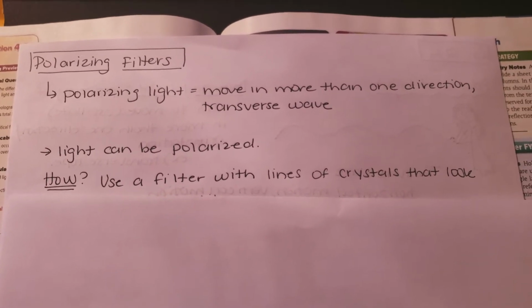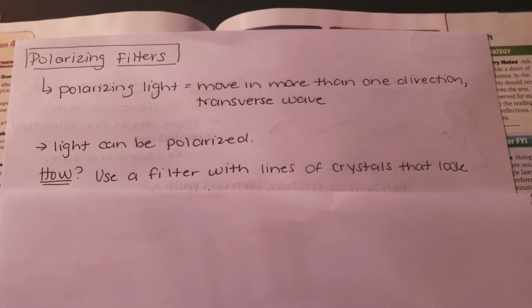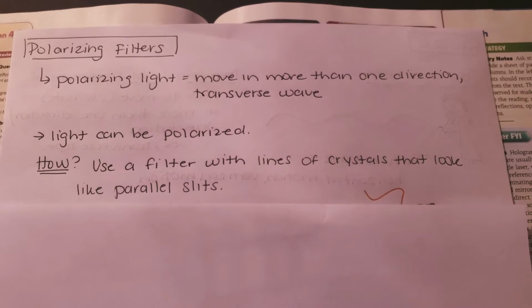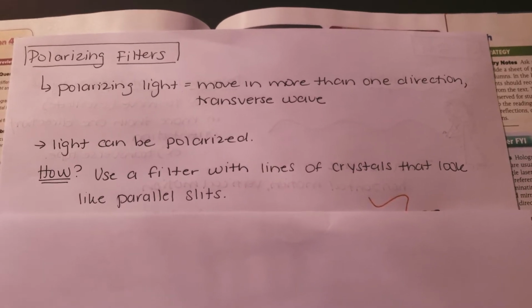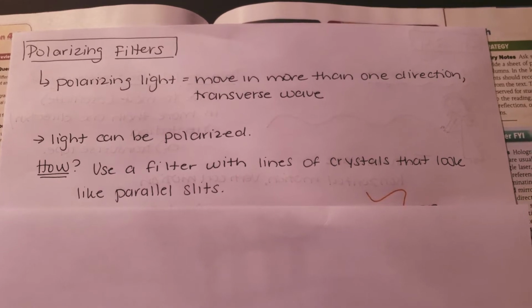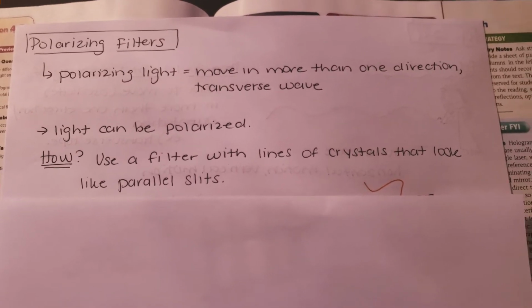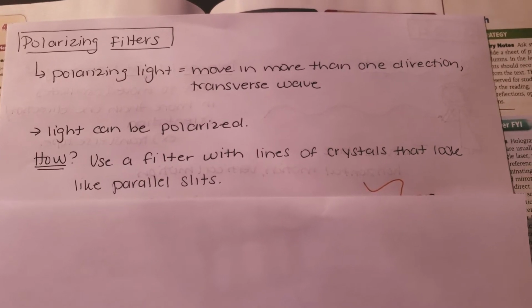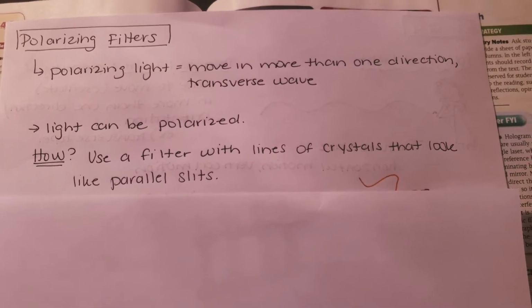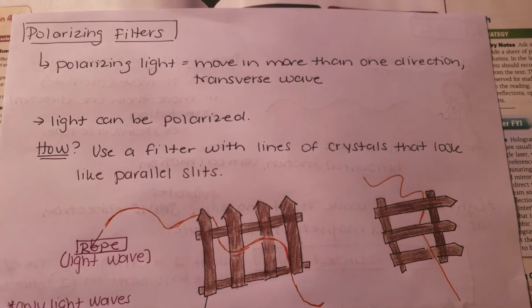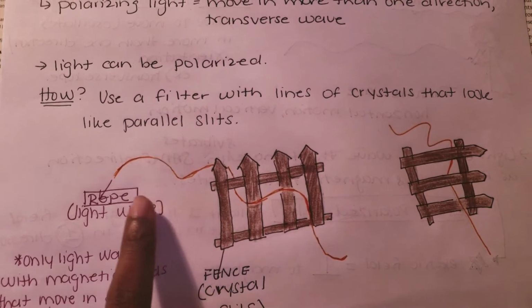The way that happens is we create a filter, and that filter has lines of crystals that look like parallel slits. The best way to portray this is through a diagram with a fence and a piece of rope. If you go to page 384 in your textbook, you can see it, but I drew it out for you guys to better understand it. So if I have a fence, like over here, and I have a piece of rope.